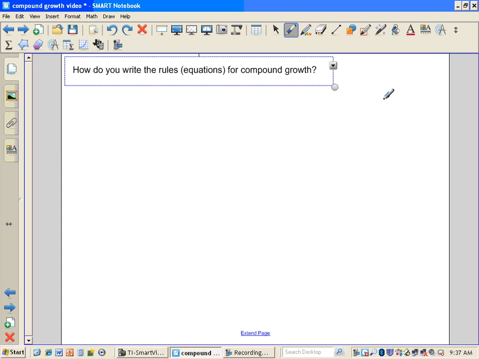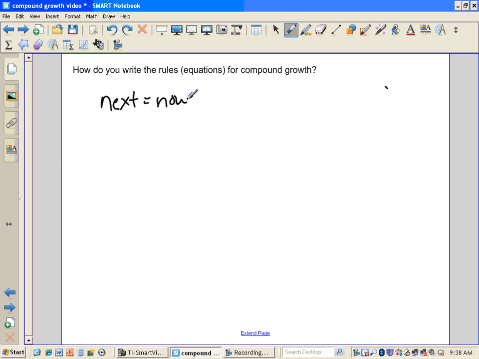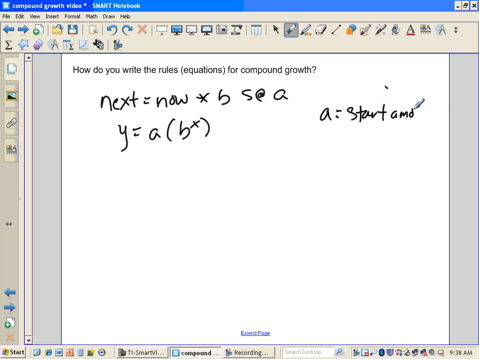How do we write the rules for compound growth? We want to write an x equals now and a y equals rule. And since this is just another form of exponential growth, we're still going to use the regular exponential rules. X equals now times b starting at a. So a is our starting amount, b is our growth rate, or y equals a times b to the x power. So again, a is the starting amount, or sometimes we call it the initial value, and b is our growth rate.